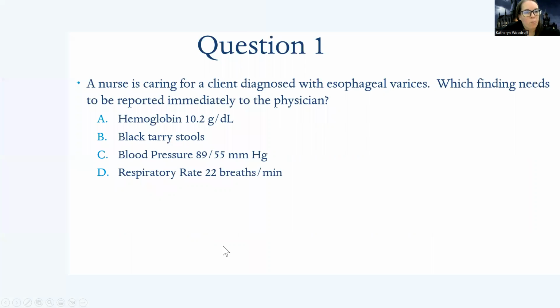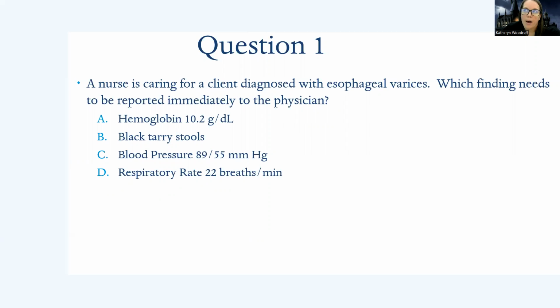Question number one: a nurse is caring for a client diagnosed with esophageal varices. Which finding needs to be reported immediately to the physician? First we need to see what kind of patient we're talking about. Since there can be a variety of patients in liver, the first thing you want to do is look at what kind of patient am I talking about here? It doesn't say what they have, but it says they have esophageal varices.